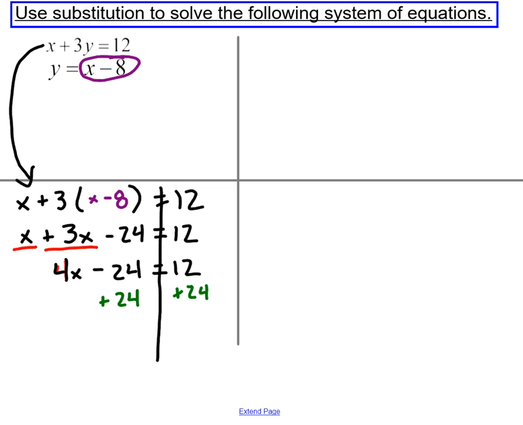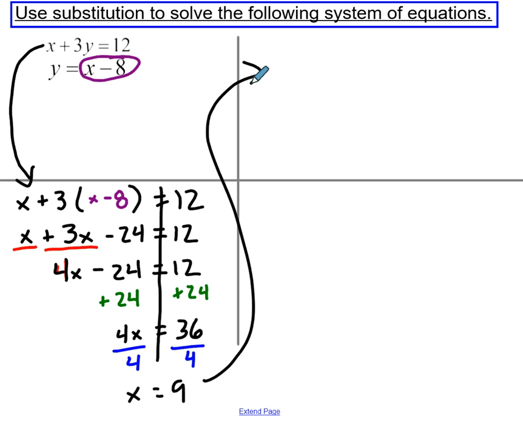And I'm going to say 4x equals 36. Next up, I'm going to divide both sides by 4. So I get x equals 9. I'm then going to use that right up here.